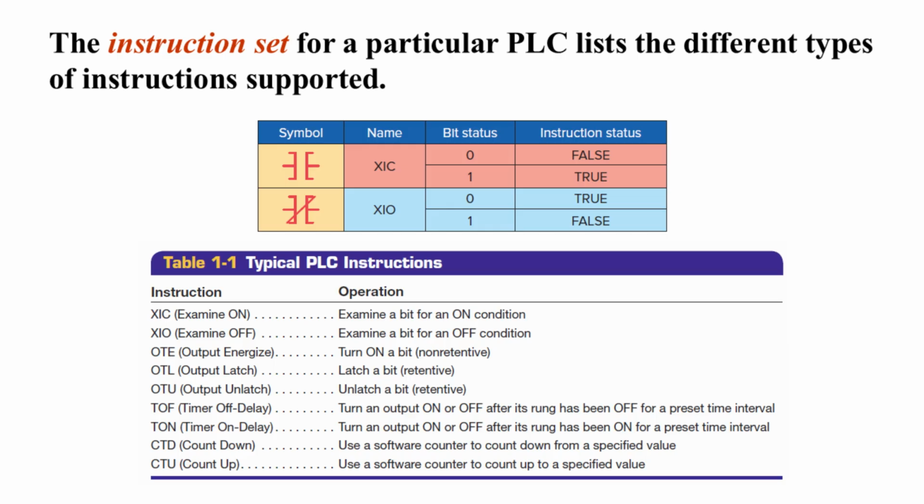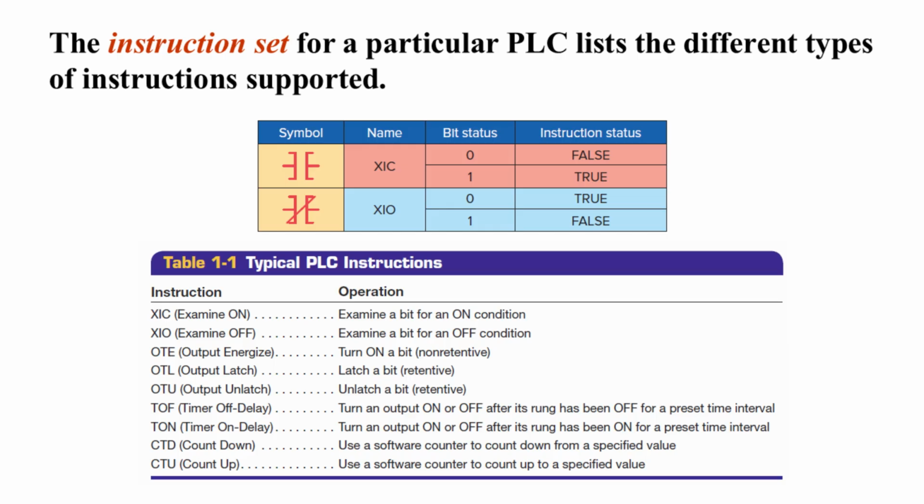In addition to these basic instructions, PLCs also include memory-based instructions such as latch, OTL, and unlatch, OTU. A latch instruction is used when you want an output to remain energized even after the condition that triggered it goes away. The unlatch instruction removes that condition when a separate logic path tells it to reset. These are very useful in processes where you need outputs to hold their state until specifically reset, such as alarms or machine start/stop sequences.